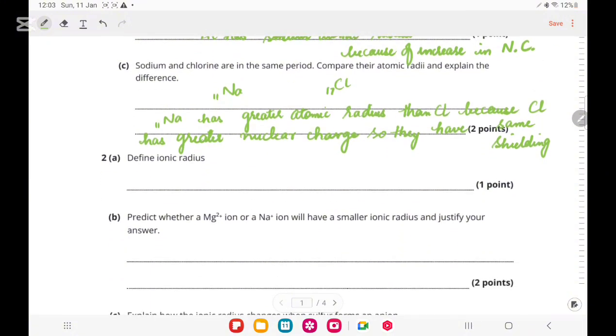Define ionic radius. What we mean by ionic radius is the distance from the nucleus to the valence electrons.